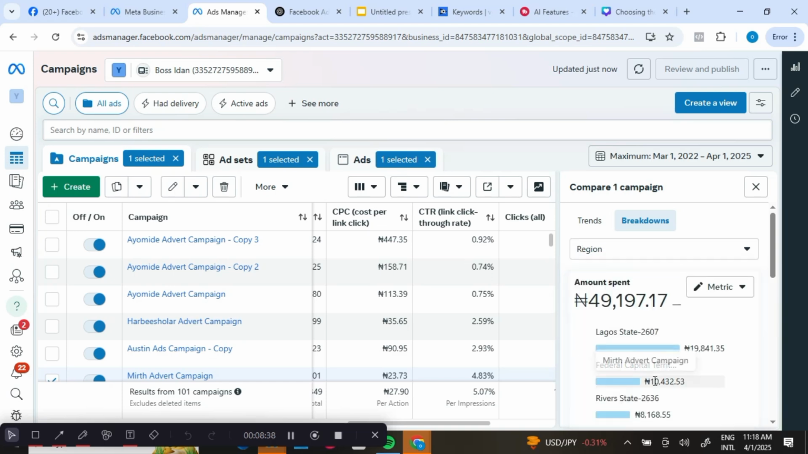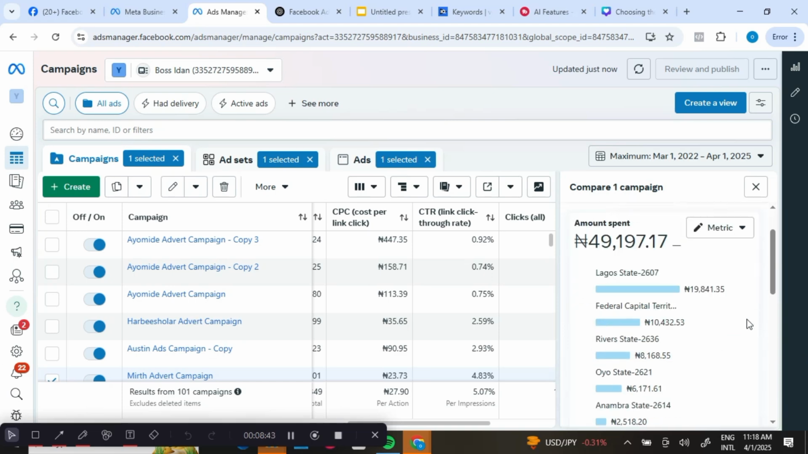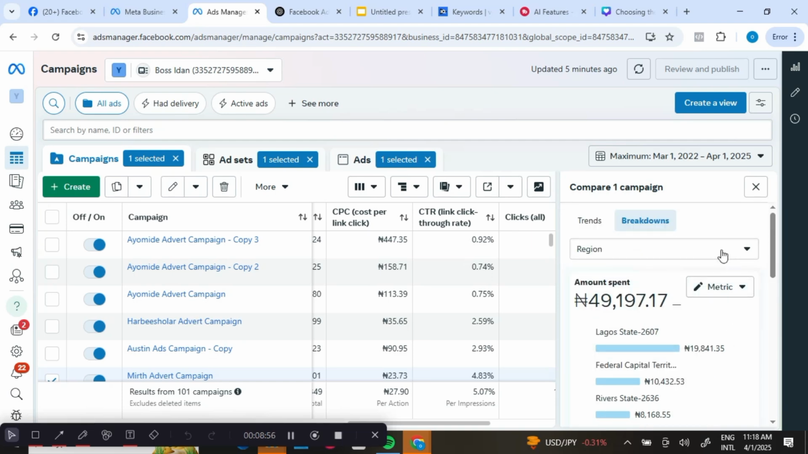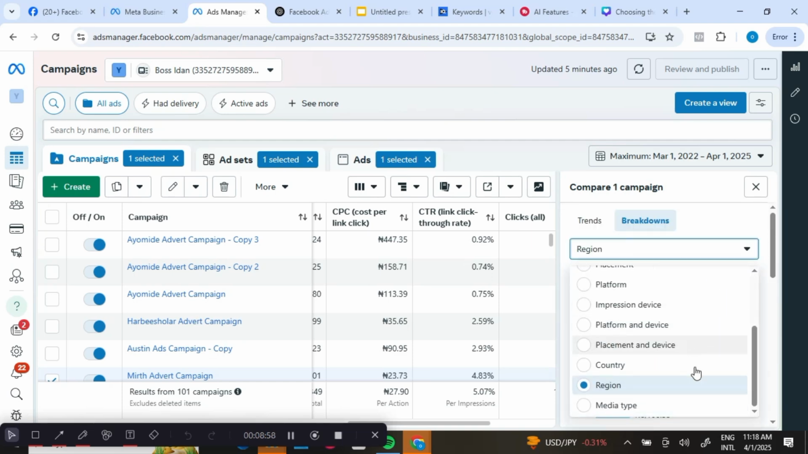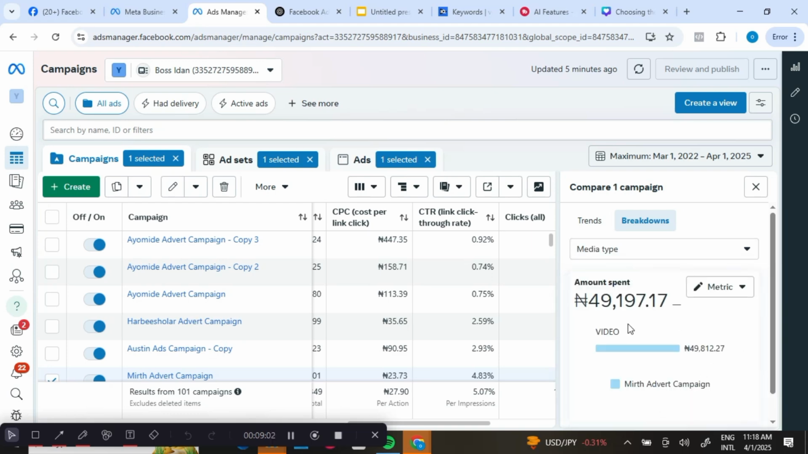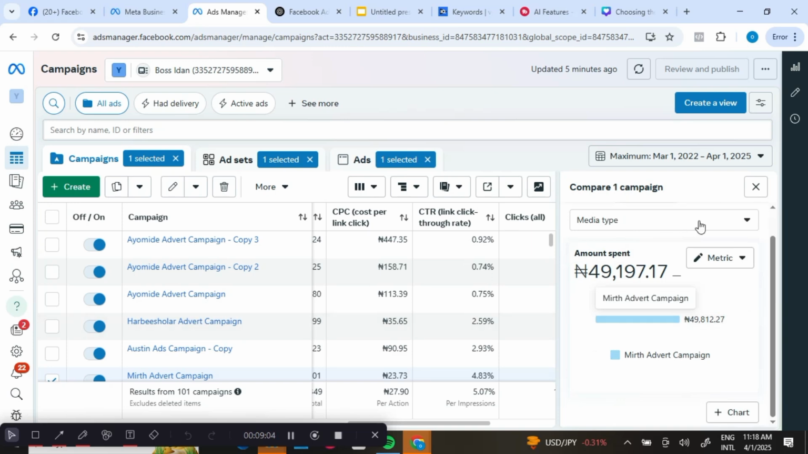For region, you can see the people that are engaging with my ad the more are Lagos, FCT, Rivers State, and Oyo. So that means that if I want to scale this ad, I can remove the other states and just focus on Lagos, FCT, and Rivers, right? So these numbers will give you how your ad is doing well. Media type, I'm only using video.